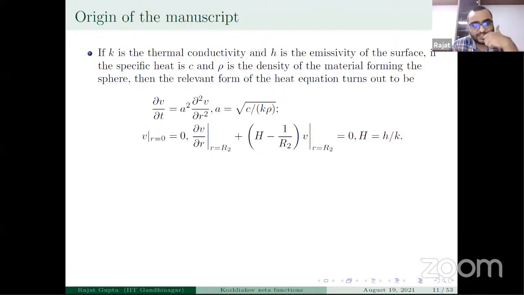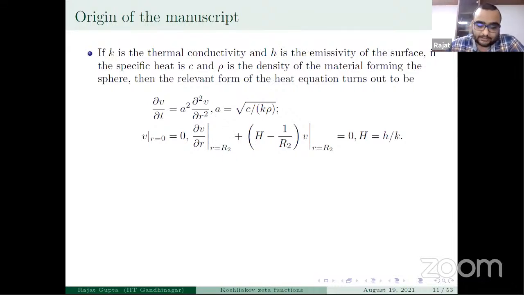So this boils down to this PDE, where K, H, C and rho are defined by these specific constants. K is thermal conductivity, H is emissivity of the surface, C is specific heat, and rho is the density of the material forming the sphere. Then this is the PDE, which takes this form.